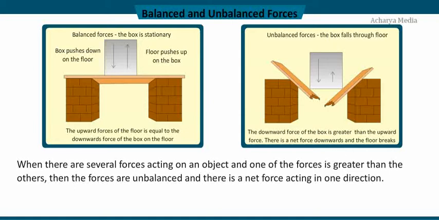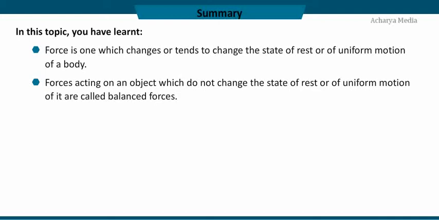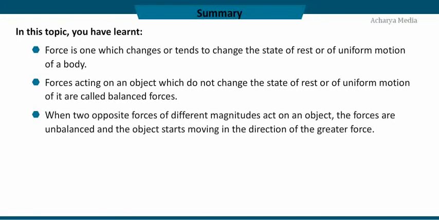If the forces are unbalanced or there is a net force on the object, then it experiences a change in velocity, or acceleration. In this topic, you have learned force is one which changes or tends to change the state of rest or of uniform motion of a body. Forces acting on an object which do not change the state of rest or of uniform motion of it are called balanced forces. When two opposite forces of different magnitudes act on an object, the forces are unbalanced and the object starts moving in the direction of the greater force.